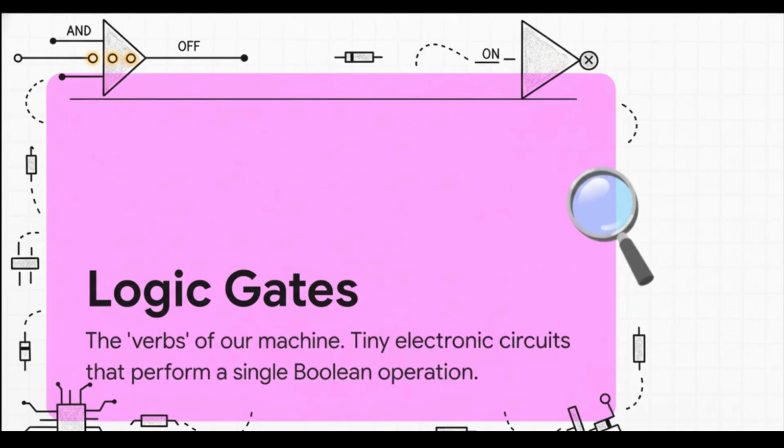Okay, so how do we make this grammar a physical thing? We do it with logic gates. These are the verbs of our machine. They are microscopic electronic circuits, and each one is built to do just one single Boolean operation. An AND gate is a physical device that takes two electrical signals and only spits out a signal if both inputs are on. A NOT gate is a circuit that just flips the signal. These are the tiny little action heroes of our digital world.